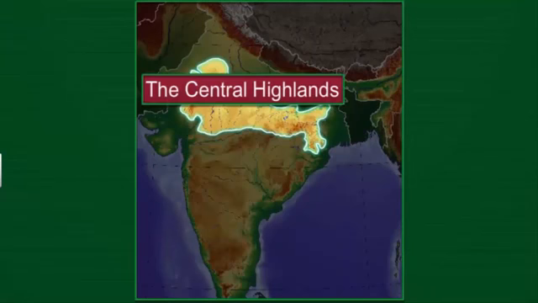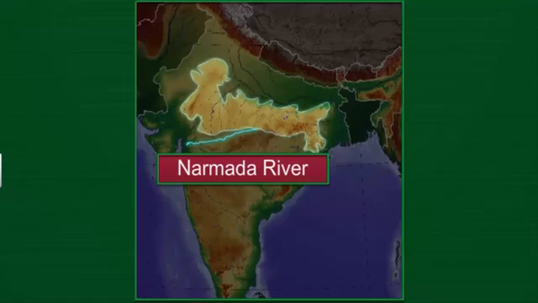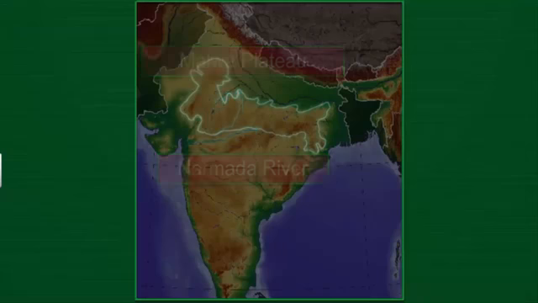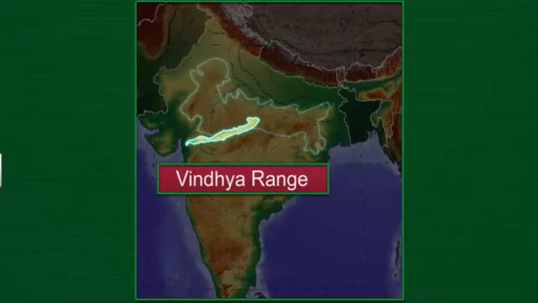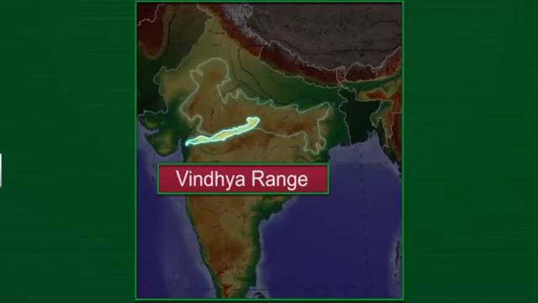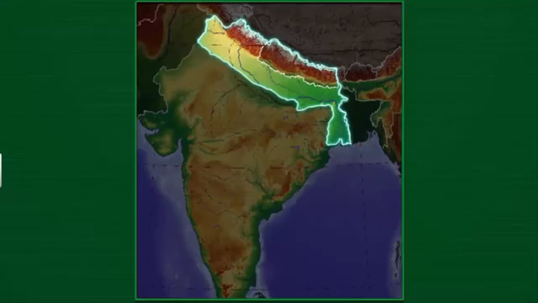The Central Highlands refer to the portion of the Peninsula Plateau that lies to the north of the Narmada River. It covers a majority of the Malwa Plateau. The Vindhya Range forms the boundary of the Central Highlands on the south. The Aravallis form the northwestern boundary of these highlands. The Vindhya Range has a special significance because it divides India geographically into northern India or the Indo-Gangetic Plain and southern India.